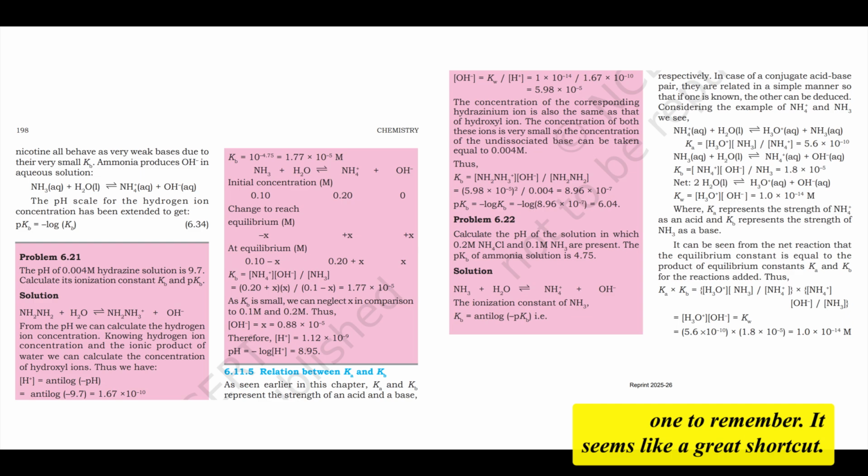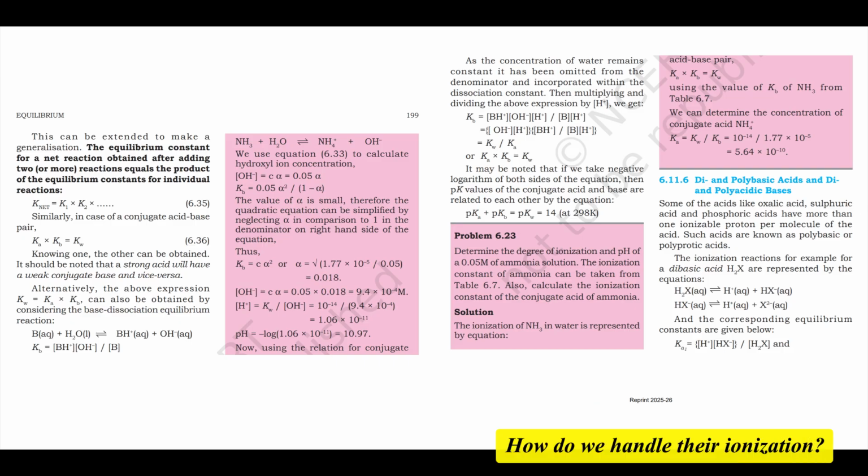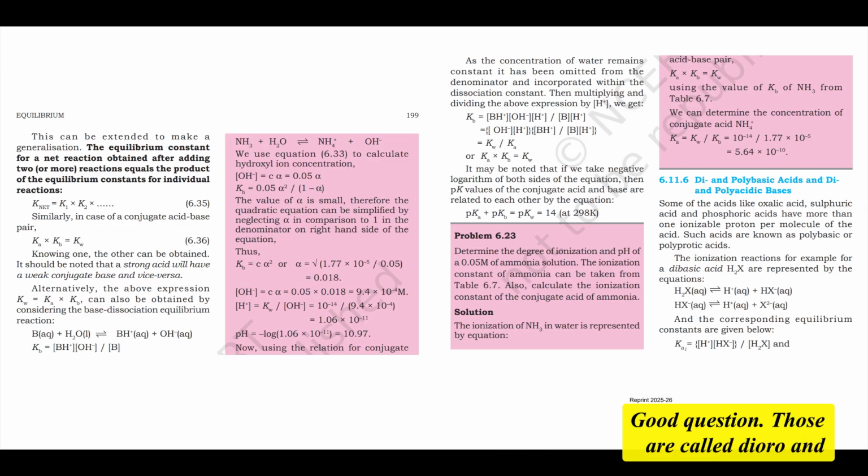It seems like a great shortcut. It is indeed. What about acids that can donate more than one proton, like sulfuric acid or phosphoric acid? How do we handle their ionization? Good question. Those are called diprotic and polyprotic acids, or triprotic acids. They ionize in steps, and each step has its own ionization constant.